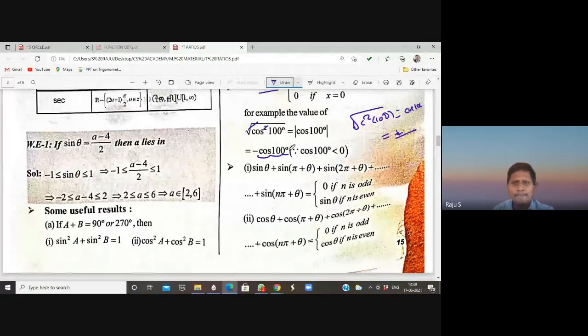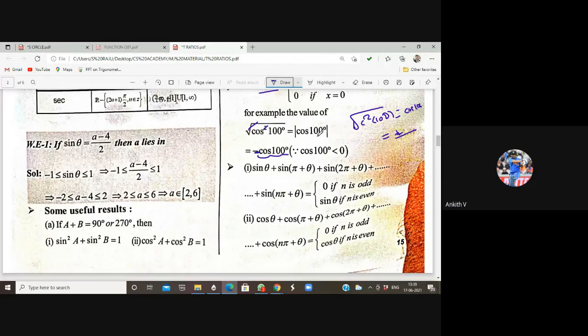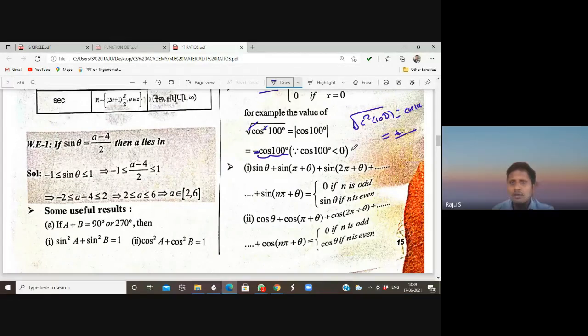Why? Minus. Cos is negative in the second quadrant. Exactly. So negative into negative, again we get positive, because the modulus value is always positive. You know how to get positive. Cos 100 is in the second quadrant, already minus. Outside minus is there. Cos 100 again negative value. Negative into negative becomes positive.